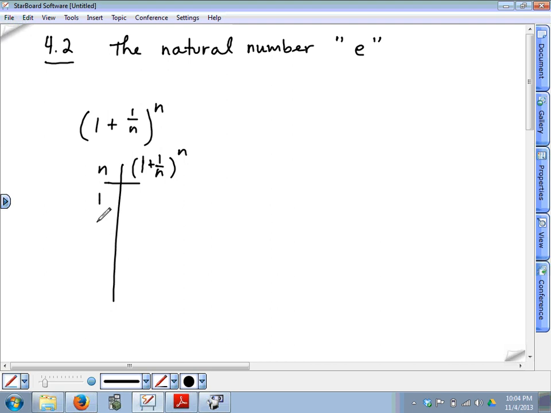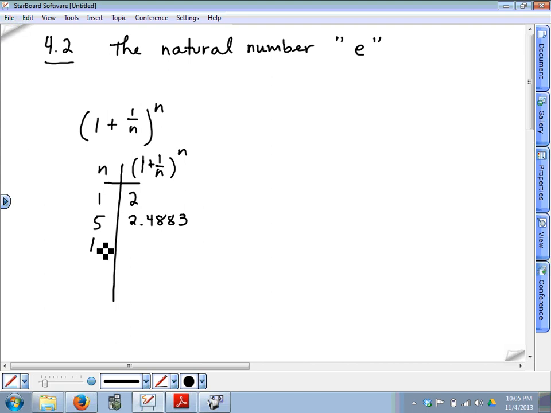But if n equals 1, we have 1 divided by 1, which is 1. 1 plus 1 is 2. 2 to the first power is 2. Now if n equals 5, again you'd have to have a calculator for this, but if we increase the value of n to 5, we get a value of 2.4883 about. So n increased quite a bit. It went from 1 to 5, but this column didn't increase that much. It went from 2 to about 2.4.